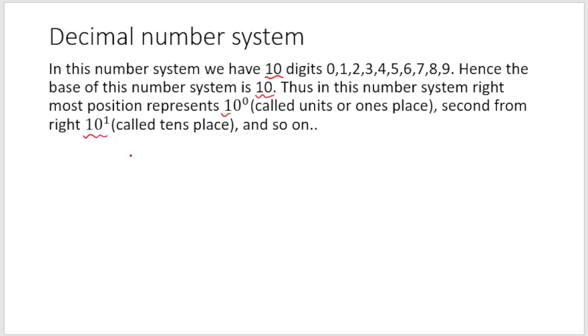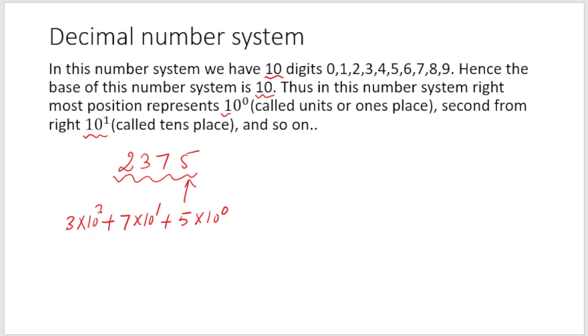What I mean by this, suppose I have written a number like 2375. So it is a number in the decimal number system, and here the rightmost digit, that is 5. So what is the value of this 5? The value of this 5 is 5 into 10 to the power 0. Similarly, if I ask you what is the value of this 7, so the value of this 7 is 7 into 10 to the power 1. And what is the value of this 3? So the value of this 3 is 3 into 10 to the power 2. And finally, the value of this 2 is 2 into 10 to the power 3.